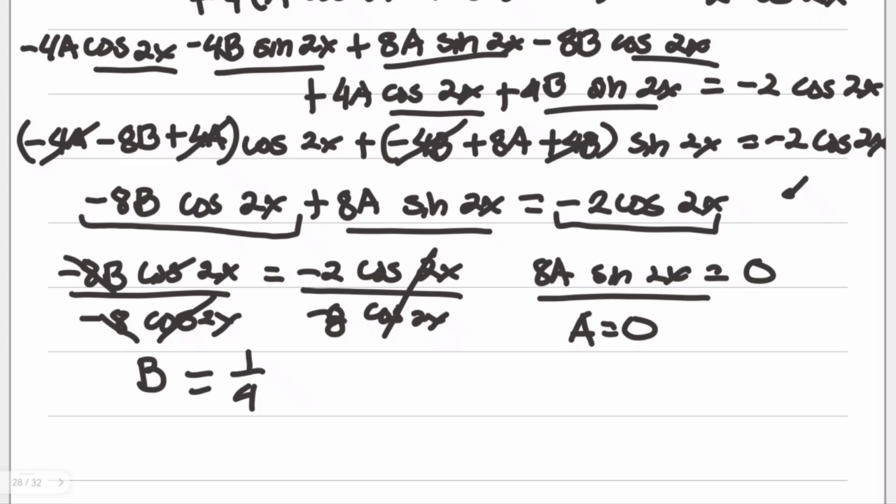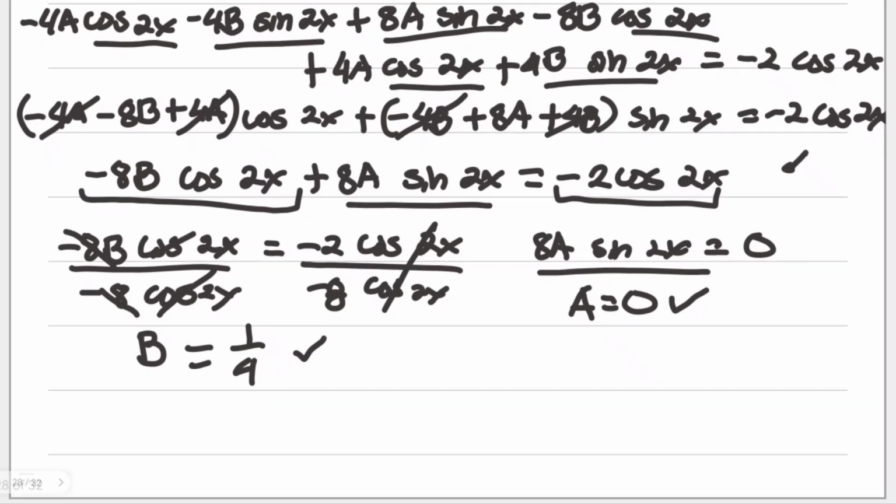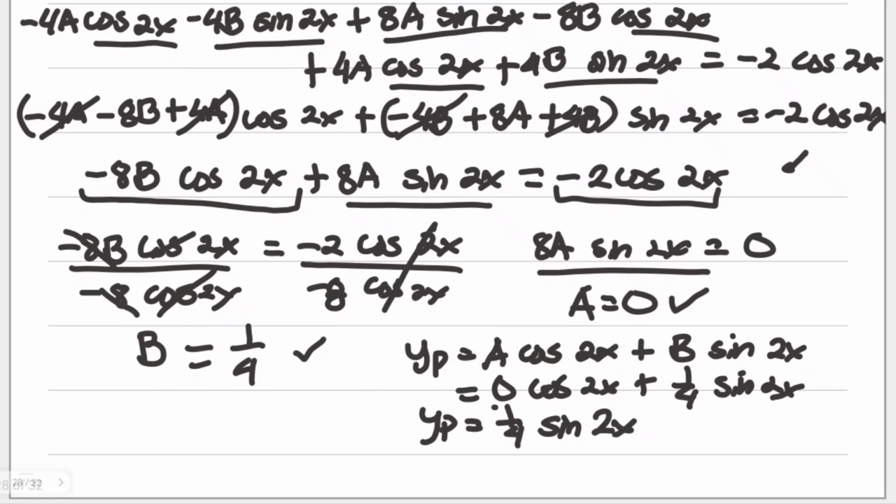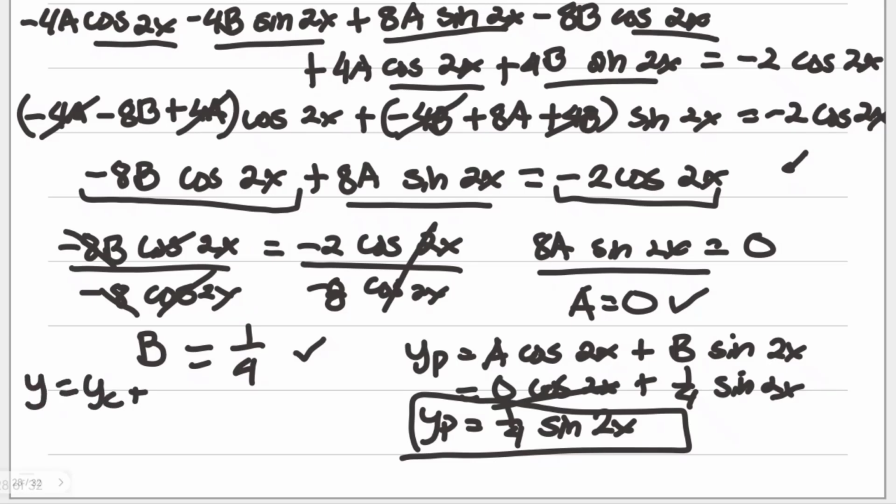So with that, we already have our value for a and value for b. So our y sub p, which was already given as a cosine of 2x plus b sine of 2x, substituting all of the values, you will have 0 cosine of 2x plus 1/4 sine of 2x. That would mean our y sub p is just positive 1/4 sine of 2x because the cosine term is actually equal to 0. So we now have our y sub p. And our entire solution, as indicated earlier, is y sub c plus y sub p. So we simply combine them.